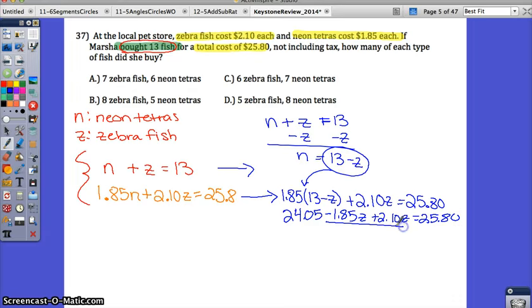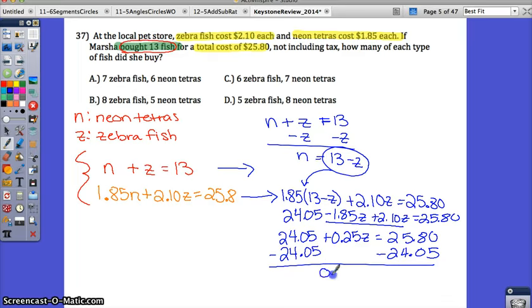Combine your like terms. These are both z terms, so I'm going to have 24.05 plus, combining these will give me 0.25z equals 25.80. Keep going. Now subtract 24.05 to get that variable by itself. So we're combining like terms and we're isolating the variable as we do this. We get $1.75 here, divide by 0.25, and we can see that z equals 7.